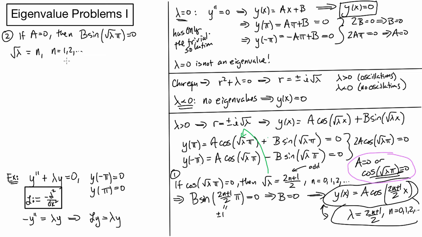I'll pause for a second here to say, why can't n be equal to 0? Well, n can't be equal to 0 since this would imply lambda equal to 0. And we know that lambda equal to 0 is not an eigenvalue.